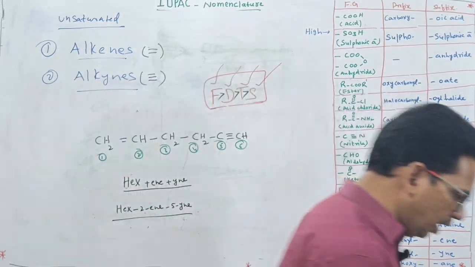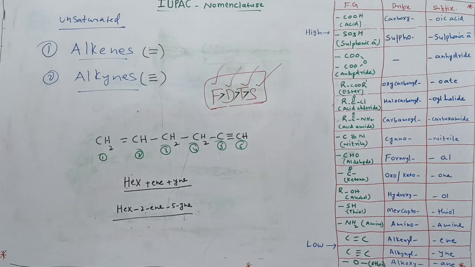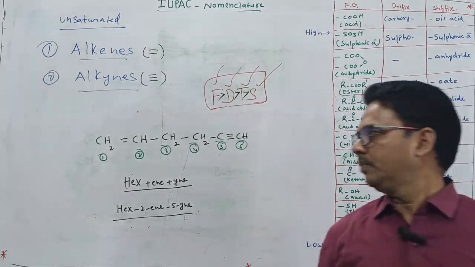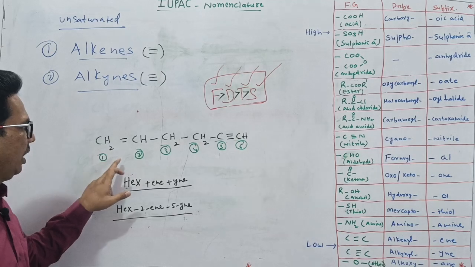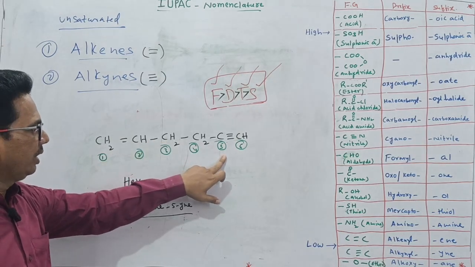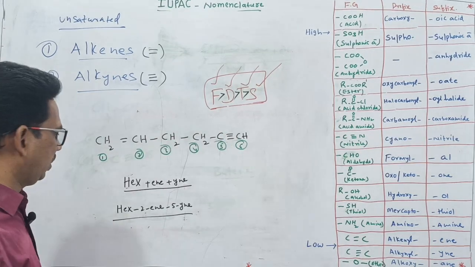This type of compounds also will form. When it has the double bond as well as the triple bond, then we have to give the first preference to the double bond, then the next preference goes to the triple bond. You have to remember that FDTS rule, don't forget that.